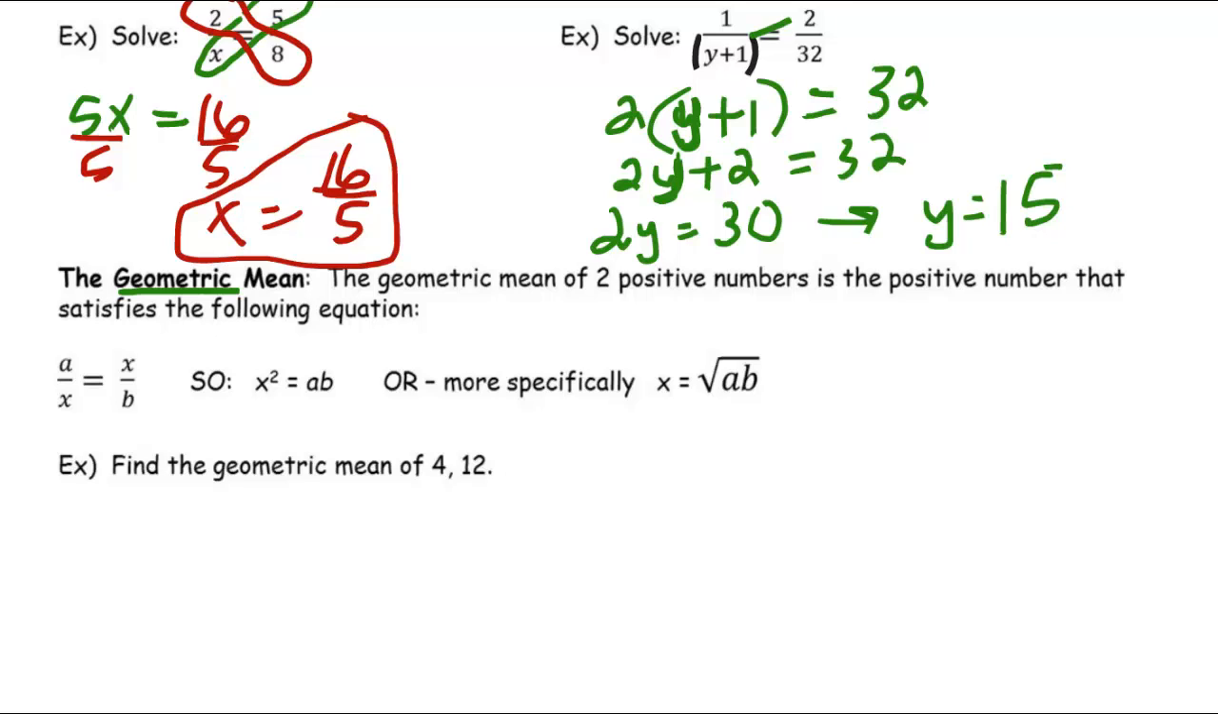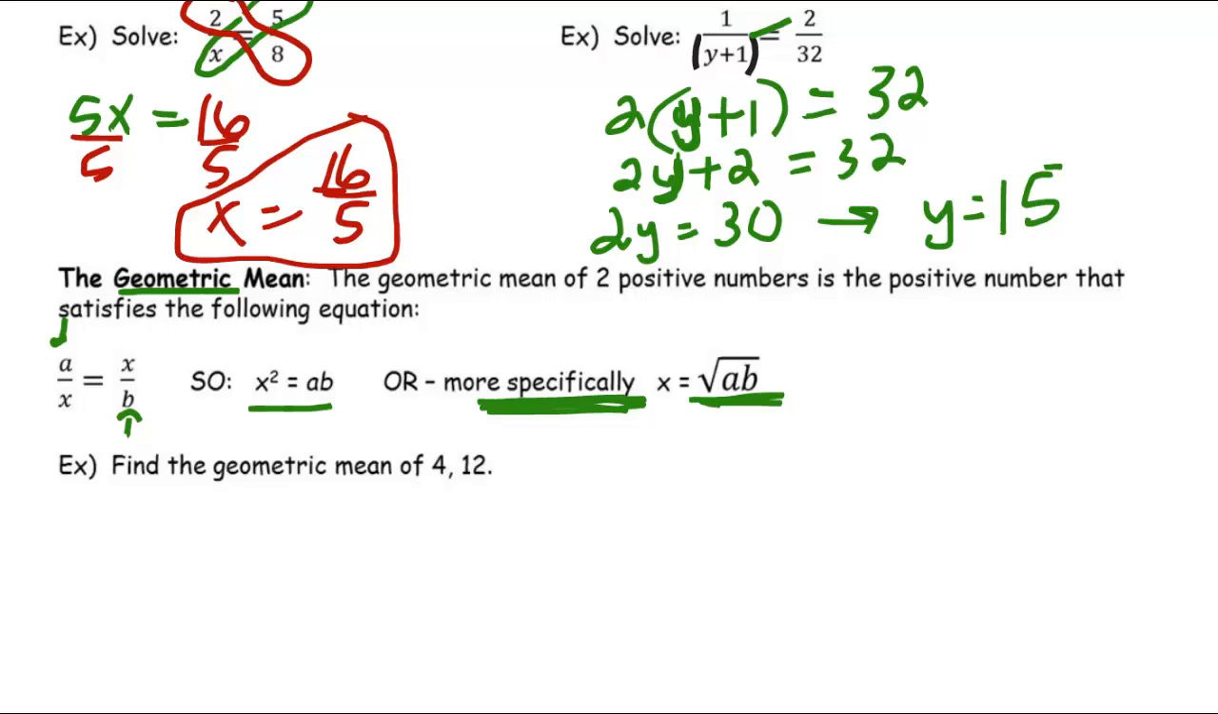Well, the geometric mean is two positive numbers that satisfy the following equation: a, which is the first number, over x equals x over b, which is the second number. And so what we get in this formula is x squared equals a times b when we cross multiply. And more specifically, this is what we want to always remember: the geometric mean is when I multiply the two numbers and then take its square root. So that's how we differ from the arithmetic mean. Think arithmetic, when you add the two numbers and divide by 2. In the geometric, we're going to multiply the two numbers and then take the square root.